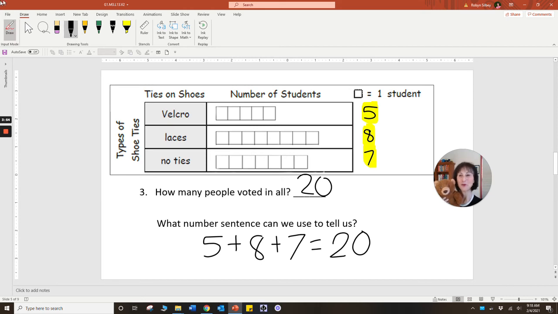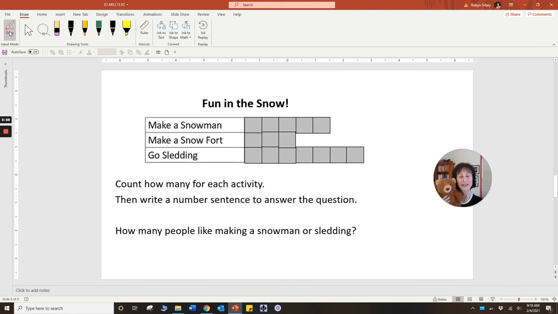All right, we're going to move to another graph. Erase your whiteboards. This time, it's fun in the snow. We have some people that made a snowman, some made a snow fort, and some went sledding. Please count the number of blocks for each one and write those on your whiteboards. Press play when you're ready to check.